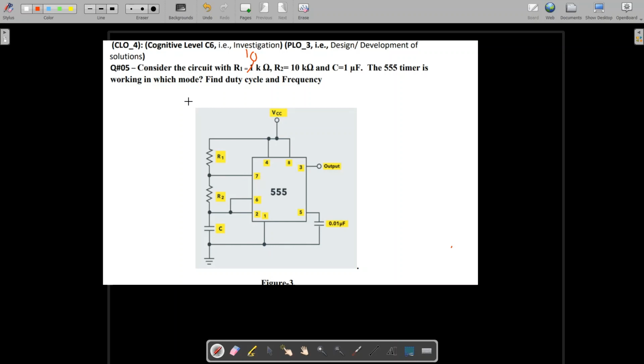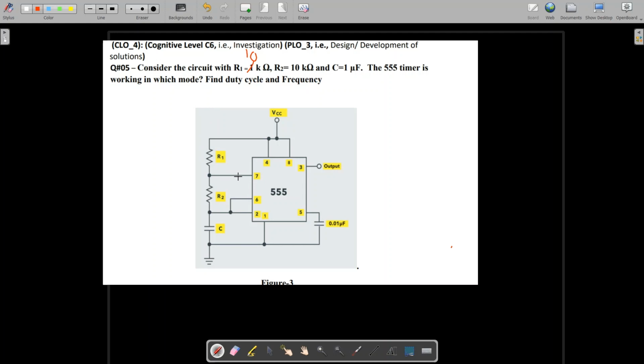Okay, so then we have question number 5. Question number 5 is related to the 555 timer. It says that consider a circuit with R1 equal to 10 kilo ohm, R2 equal to 10 kilo ohm, and C equal to 1 microfarad. These are the external components. The 555 timer is working in which mode? Find the duty cycle and frequency.